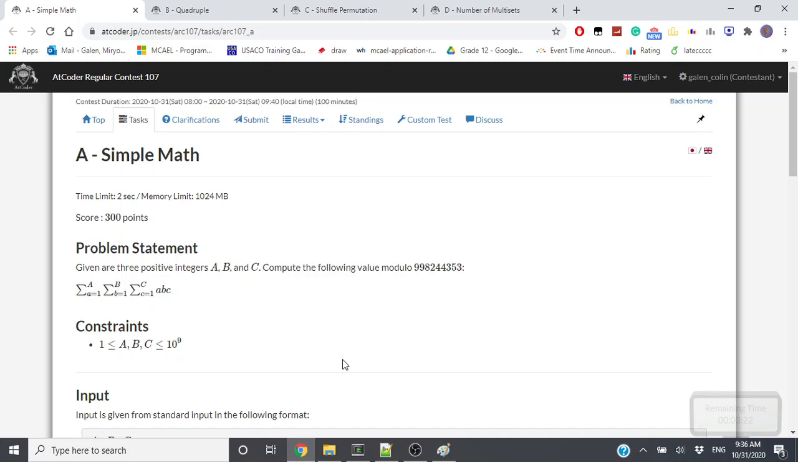Okay, this is simple math. Given three positive integers A, B, and C, compute the following value modulo 998244353, which is like a prime or something on that.